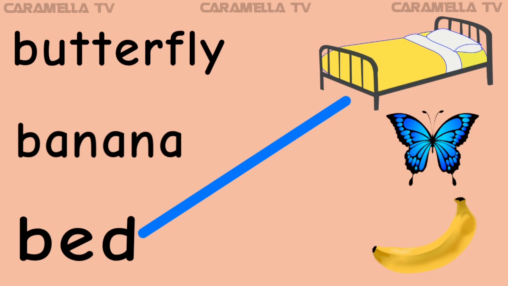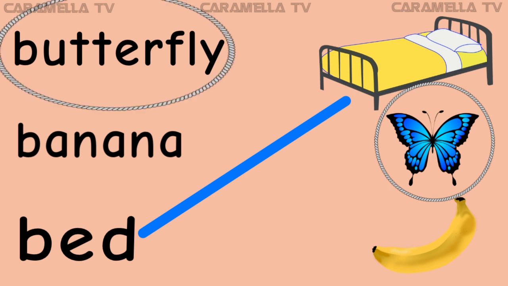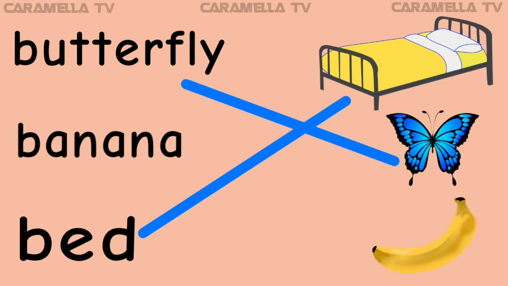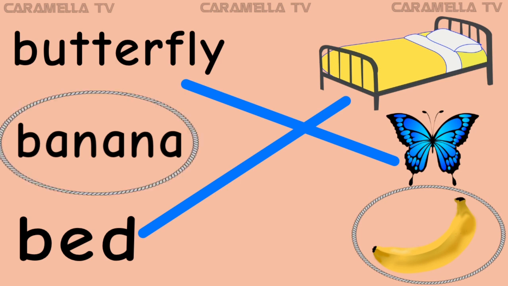And second picture we have is a picture of a butterfly. Can you guys guess where the word butterfly? That's right, let's connect them. And last picture we have is a picture of a banana. Can you guys guess where the word banana? That's right. Let's connect them.